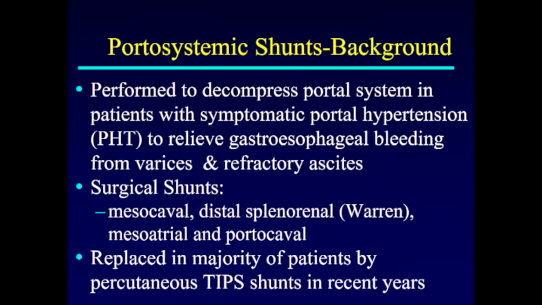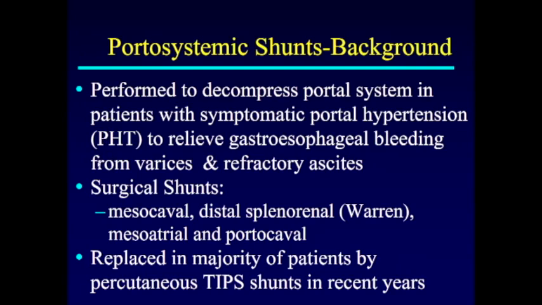So that leads me into talking in my last part of the presentation about portosystemic shunts. They are performed to decompress the portal system in patients with symptomatic portal hypertension and to relieve the gastroesophageal bleeding that can occur from varices and the development of refractory ascites.